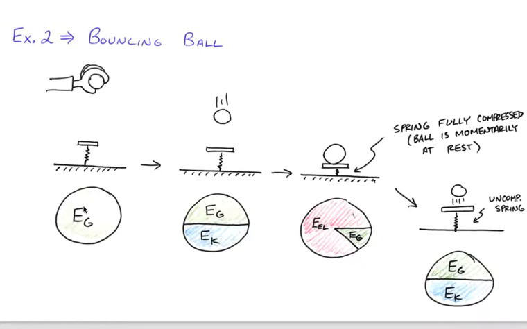So I start with potential, then I have potential and kinetic because I've lost height, gained velocity, then I have elastic potential and gravitational potential because I have a little bit of height and a lot of compression. And in the last example, I've lost all my compression, no elastic potential energy. I've gained some more height, so I have some gravitational potential, and I've gained velocity, so I have kinetic energy.